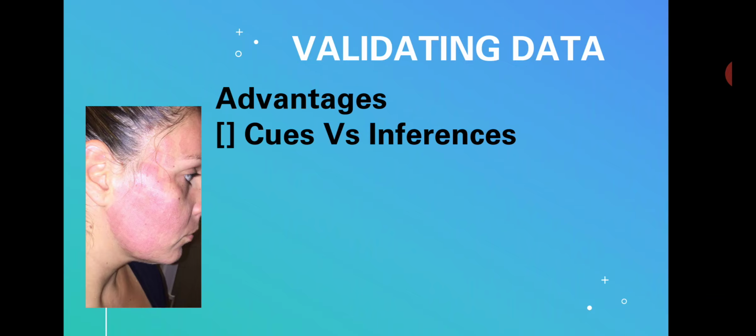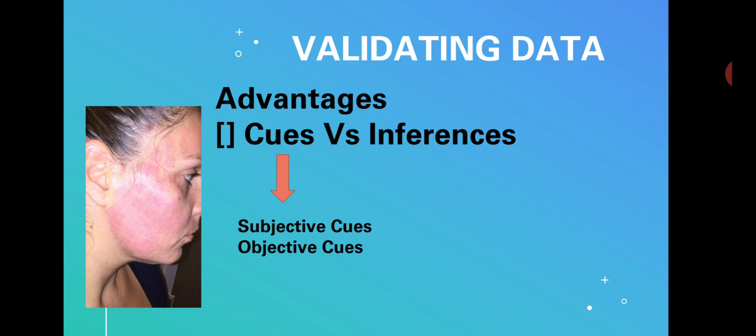Now another advantage of validating data is you will be able to differentiate between cues and inferences. So what are cues and inferences? Cues are the subjective and the objective data. Always remember that anything that is stated or verbalized by your client is your subjective data, also known as cues. So they are the same. Do not confuse yourself. Subjective cues and subjective data are the same. And next, objective cues: anything that you see, anything that you observe from your client using your senses. Okay, so that's the objective data or the objective cues.